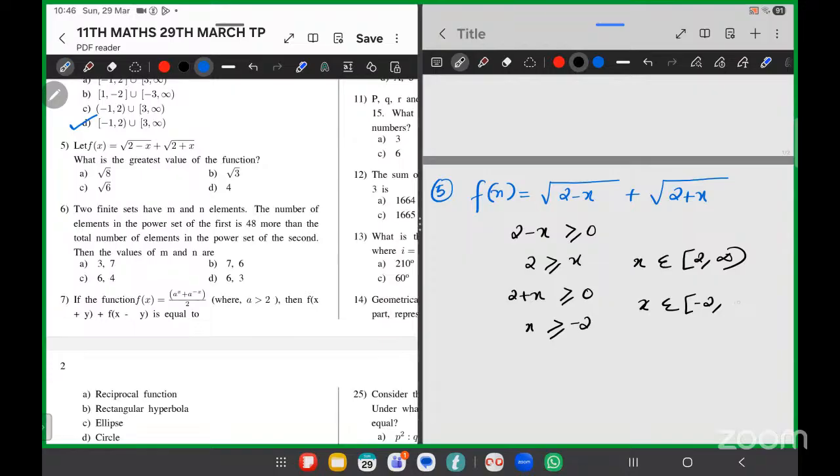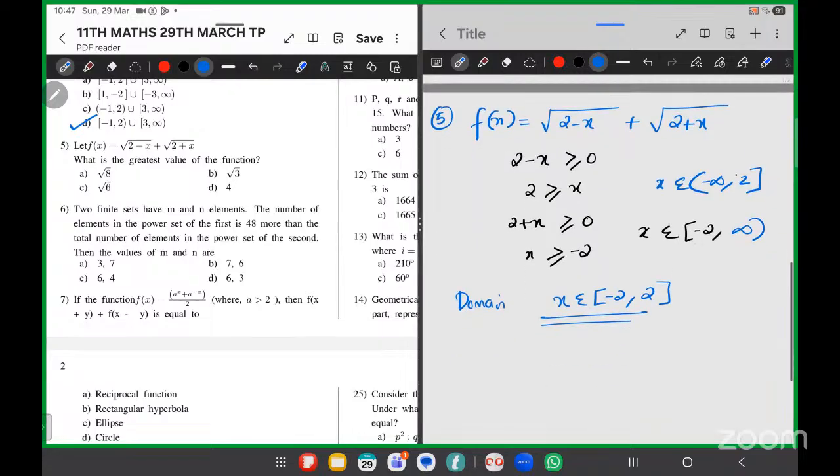Okay. x is less than 2. So here we have to, okay. x less than 2 means x belongs to minus infinity to plus 2. Here it is minus 2 to plus infinity. So when you take the common area between these two, the domain of the function becomes from minus 2 to plus 2. This is the domain of the function.